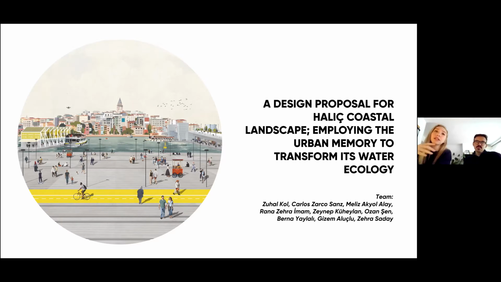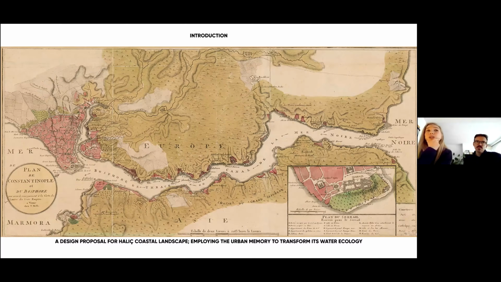So we started the design process by, of course, research. And when you look at Haliç, it's like a natural port, okay? And this natural port was very protected. It was very much protected from the wind. It was protected from the high water levels, or from the tides and the waves. But at the same time, it was very protected from the enemies, right? From any kind of attack.